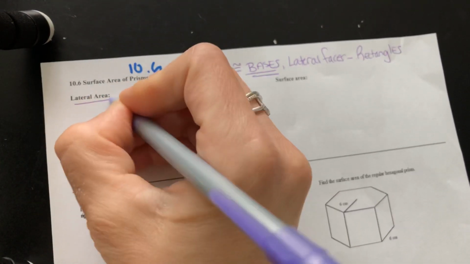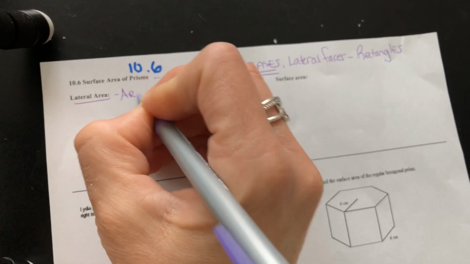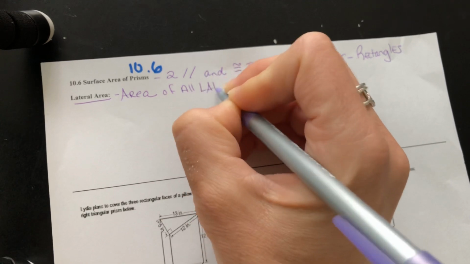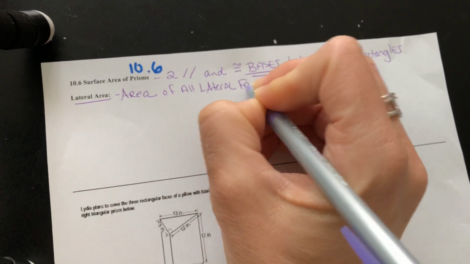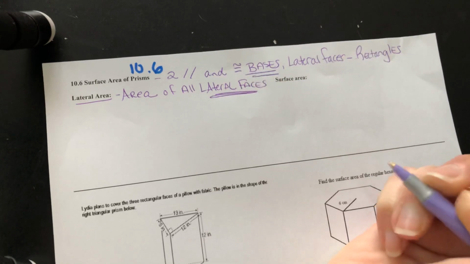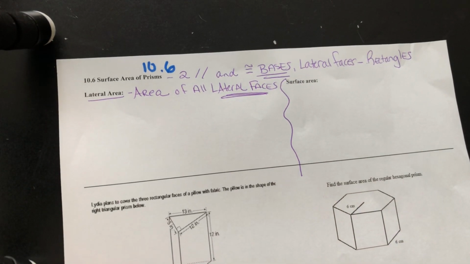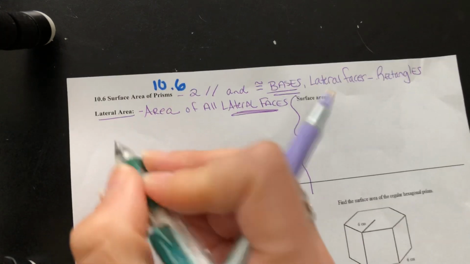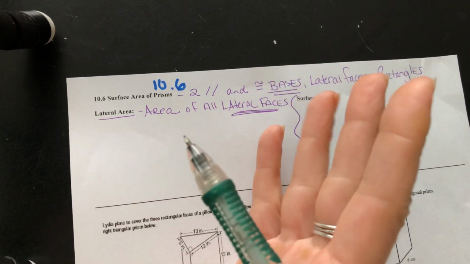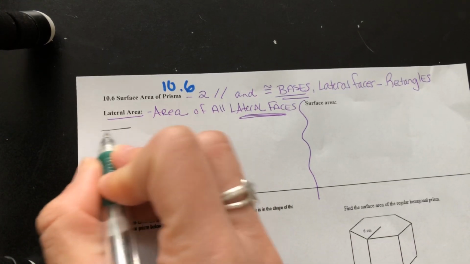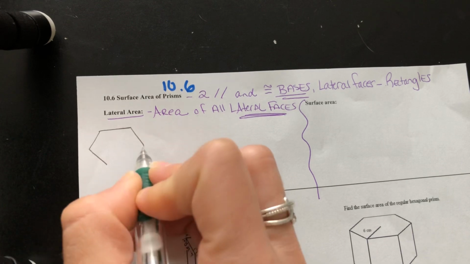So the lateral area, we all know, is the area of all the lateral faces, so everything but the base, while surface area is everything. So let's get an idea of how to find lateral area more easily than calculating the area of each lateral face and adding them up, because that takes some time. There's an actual formula. So I'm going to show you the formula and how it's derived.